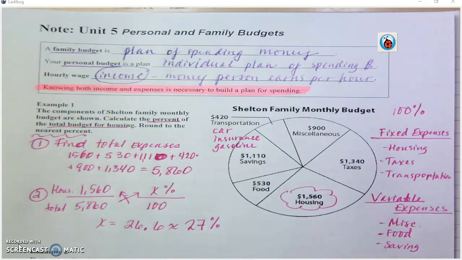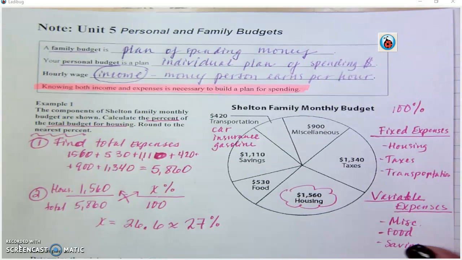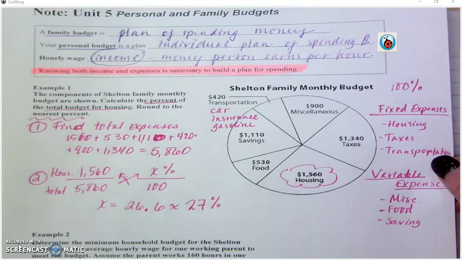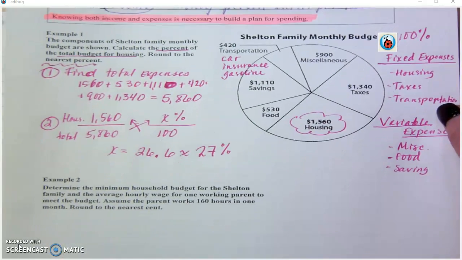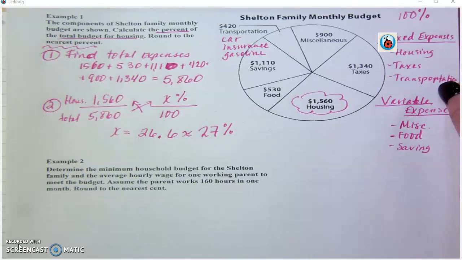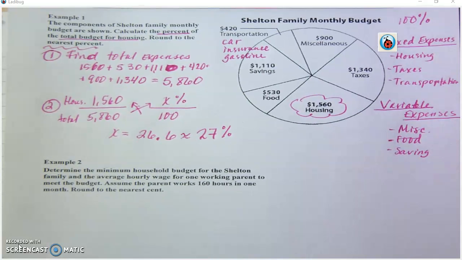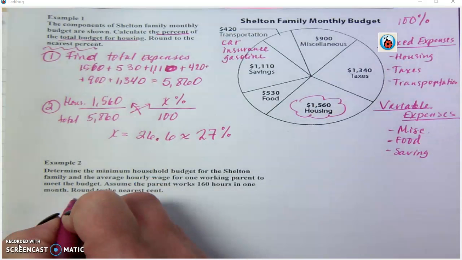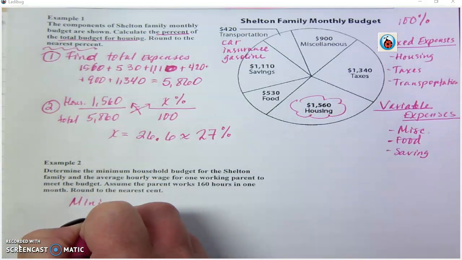All right, our second example, as we continue talking about Shelton's family, we're going to talk about, guys, the hourly wage. So question 2 says, determine the minimum household budget for Shelton's family and the hourly wage for the one working parent to meet the budget. Assume parent works 160 hours in 1 month, round to the nearest cent. All right, guys, let's talk about this minimum budget.